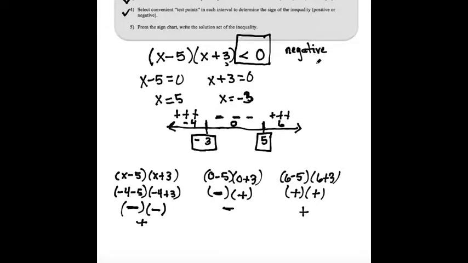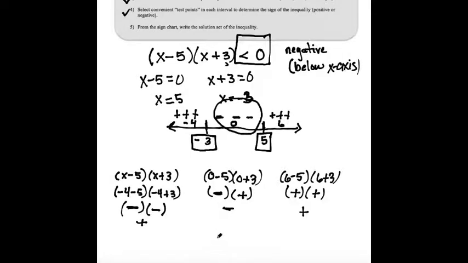And what that means is it needs to be either negative. Less than 0 means negative. And what they're talking about is where is the graph below the x-axis. That's what they're asking for. Where is this graph below the x-axis? Well, when I look at my sign chart, I want the negative section. So that's this middle section right here.